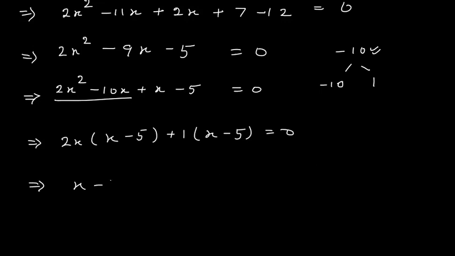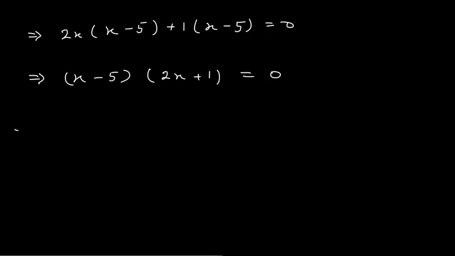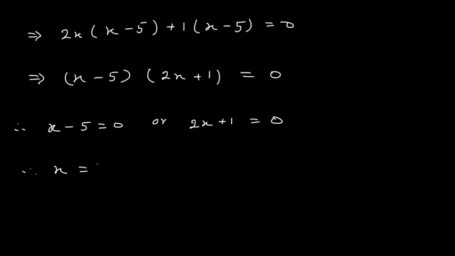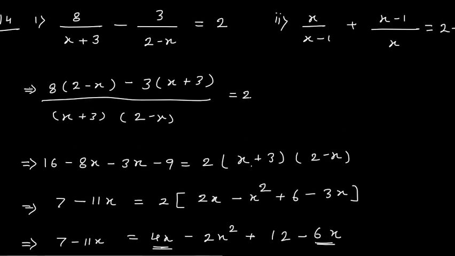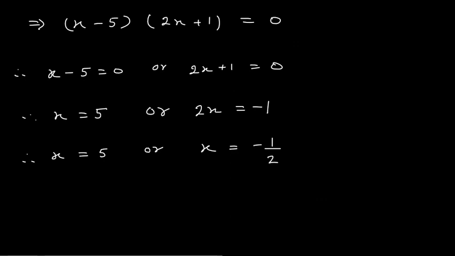Now x minus 5 in one bracket and 2x plus 1 in the other bracket, their product is 0. So from here you will say that x minus 5 is 0, or 2x plus 1 is equal to 0. Therefore you have x is equal to 5, or 2x is equal to minus 1. This gives you x is equal to 5, or x is equal to minus 1 upon 2. So this is your question number 14, first problem.